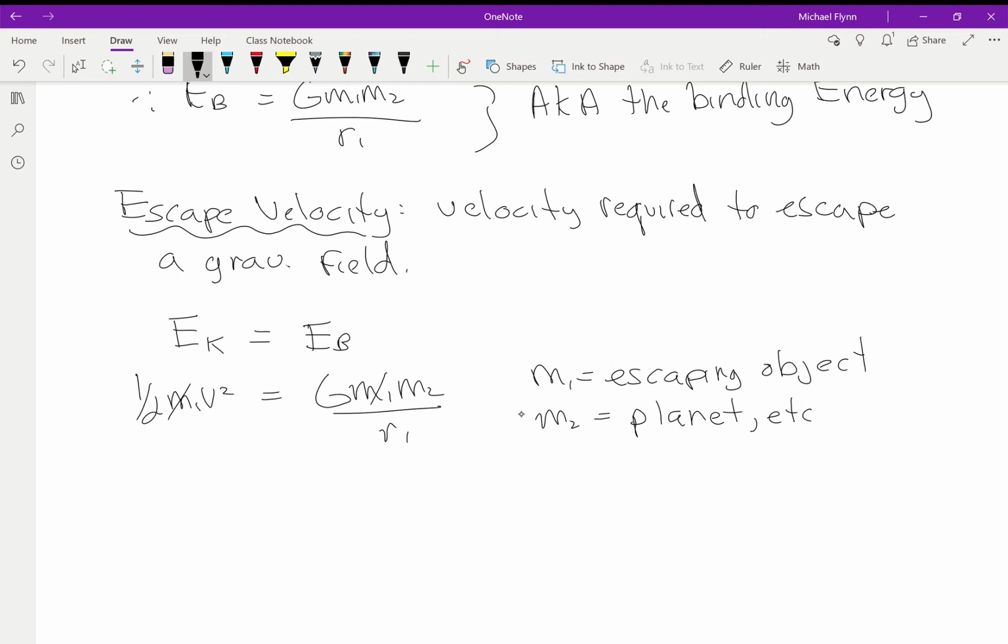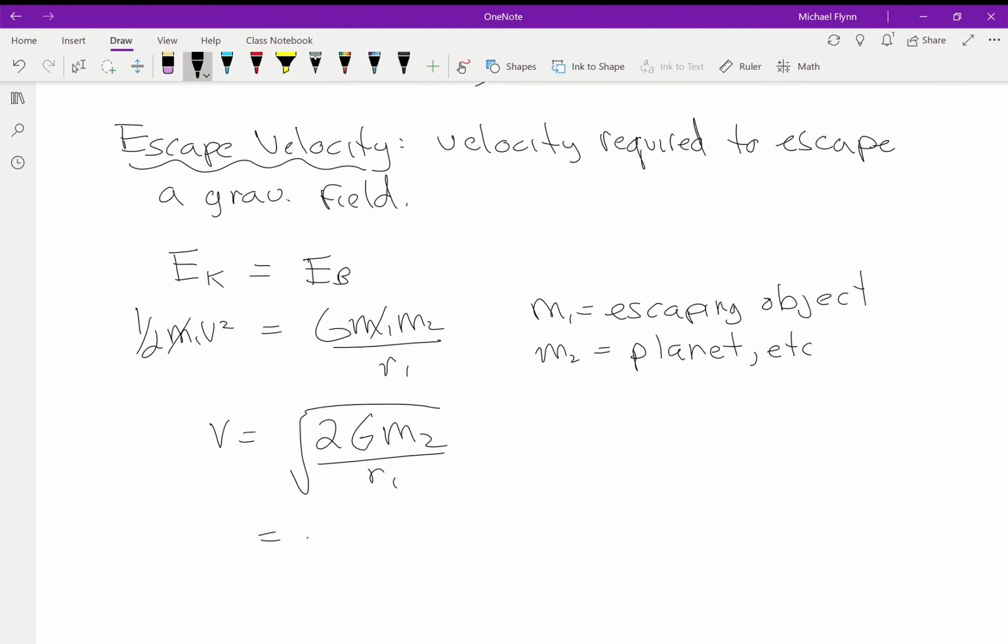So anyway, I'm going to solve this for speed. You get speed equals the square root of 2 G m2 over r1. So this is your escape velocity. Isn't that cool? Your escape velocity.